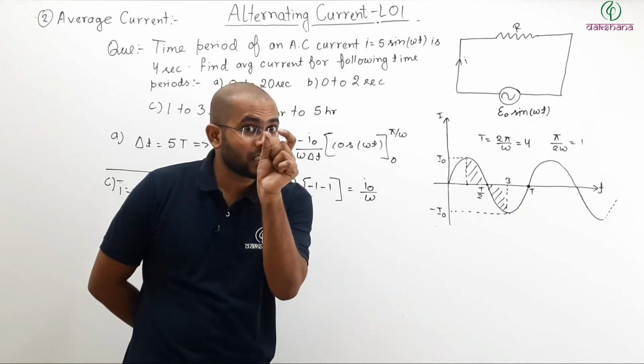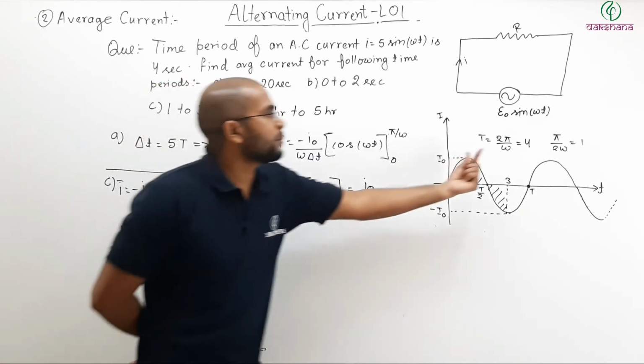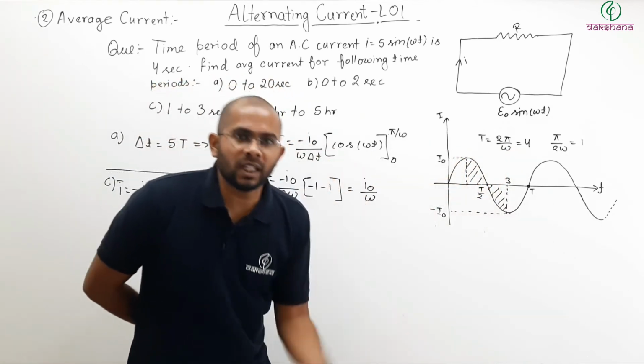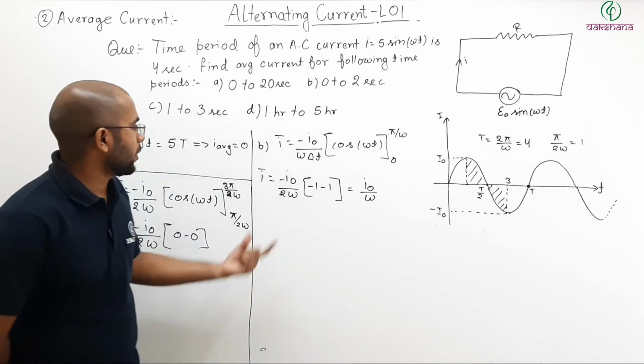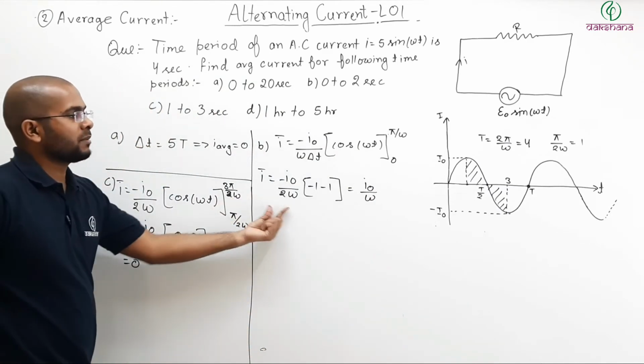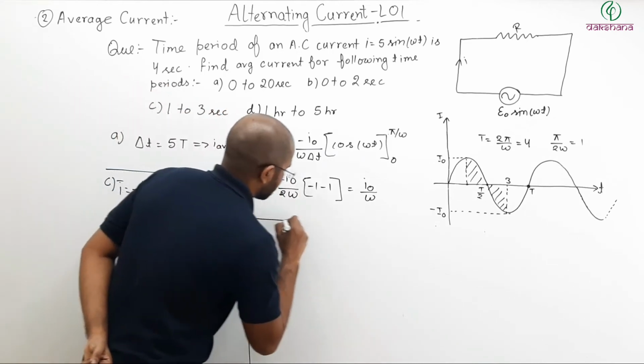If that delta t is very small, meaning, for example, here it is 2 seconds. 2 seconds is comparable to the time period, right? So if that delta t is comparable to the time period, then for different starting and ending points, your average current may come out to be different.